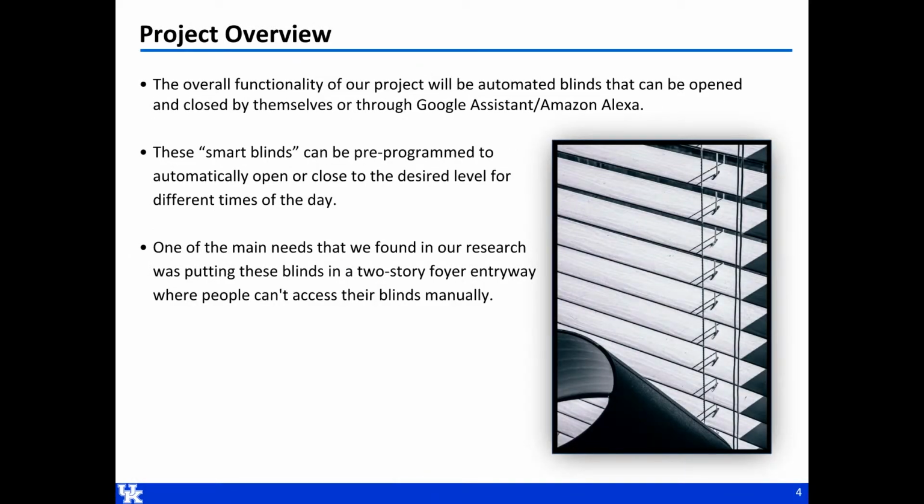The overall functionality of our project will be automated blinds that can be opened and closed by themselves or through Google Assistant or Amazon Alexa. These smart blinds can be programmed to automatically open or close to the desired level for different times of the day. One of the main needs that we found in our research was putting these blinds in a two-story foyer entryway where people can't access their blinds manually.